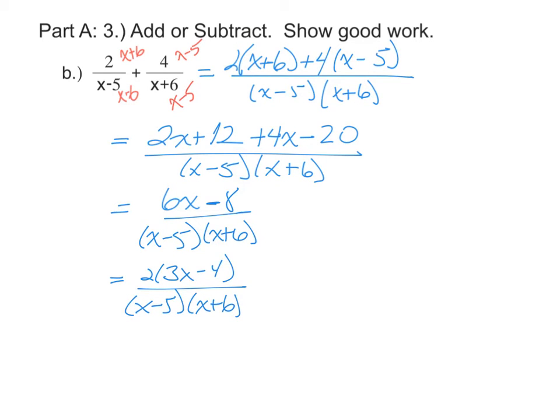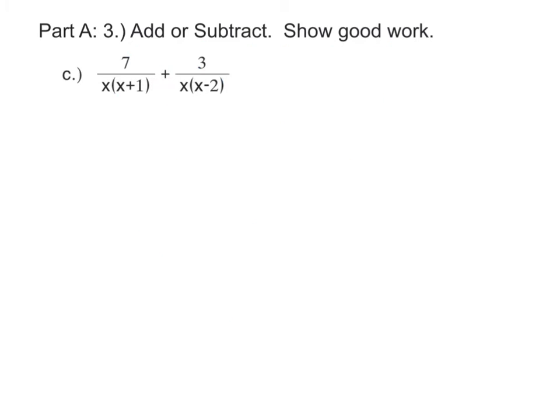And looking to see if we can cancel anything, none of those factors are the same, so there's no canceling that can happen. And this would be our simplified answer. Actually, leaving it as either of these last two lines, the 6x minus 8 or factoring out that 2, either one is the correct answer. You leave it either way and it'll be right.